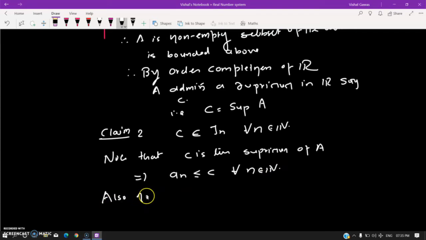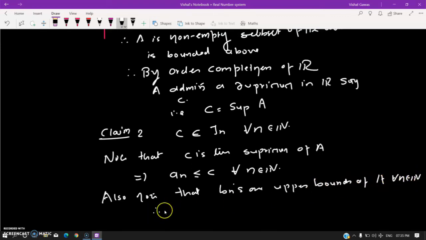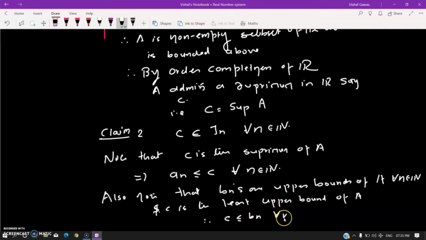Also, note that Bn's are upper bounds of A, right? For every n in N. Therefore, since Bn's are upper bounds of A and C is the least upper bound of A, C must be less than or equal to Bn for every n in N, right?